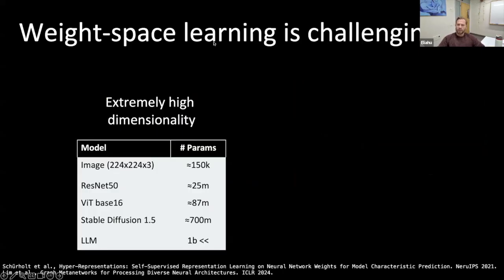And the problem with weight-based learning is that it's very challenging, mainly for two reasons. First of all, weights are extremely high dimensional. If we take a standard image dataset sample, that's about 150,000 parameters for a single image. If we take even a small neural network like a ResNet-50, it's 25 million parameters, Stable Diffusion is 700 million, LLMs are billions to trillions of parameters. So now each sample is orders of magnitude larger.